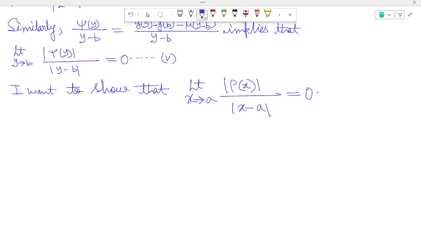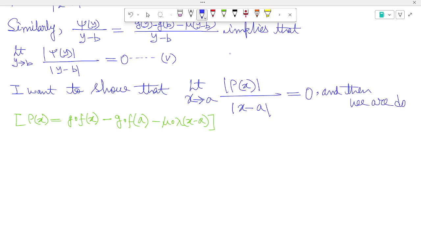I mean, if I can show this, this is proved. Why is this proved? So I am writing rho x again here. What was rho x? It is g compose f x minus g compose f a minus mu. So if this is 0, then we are done.